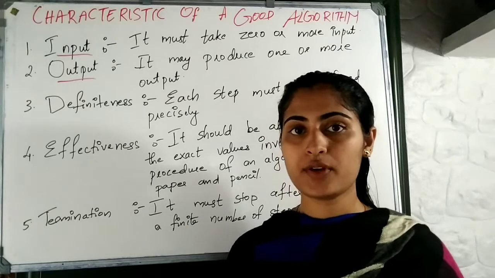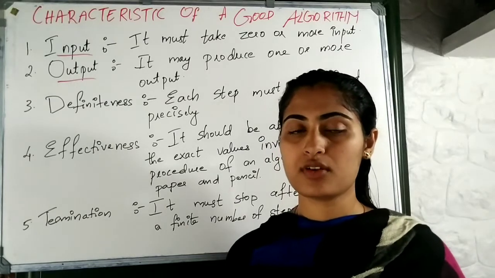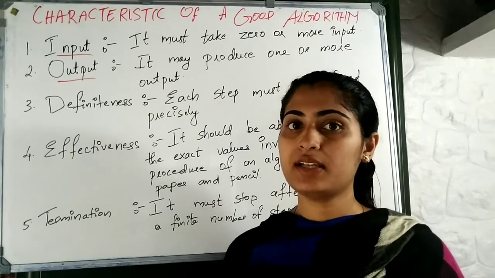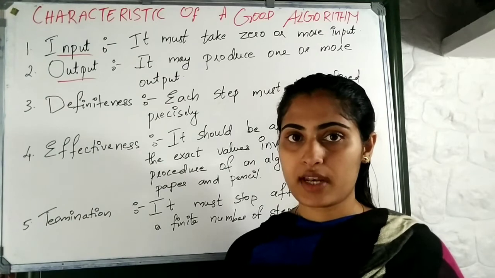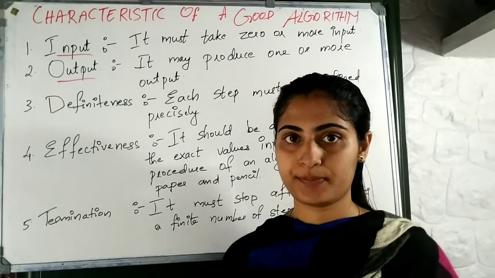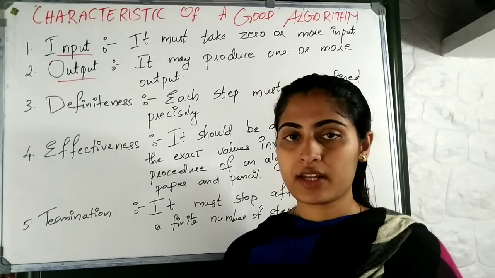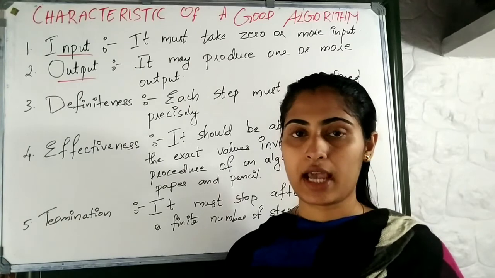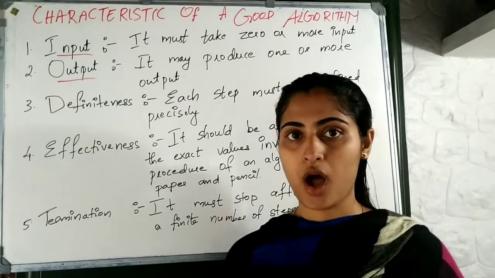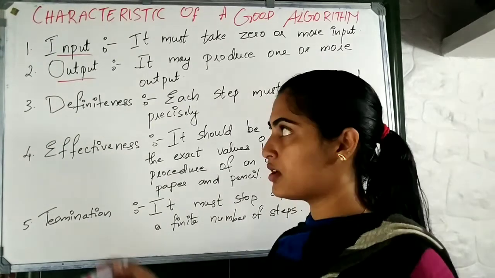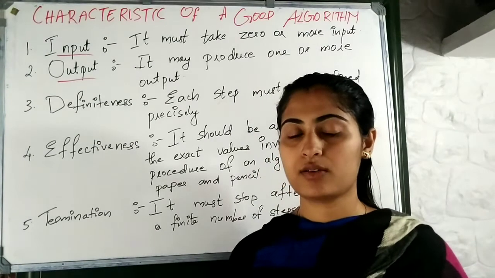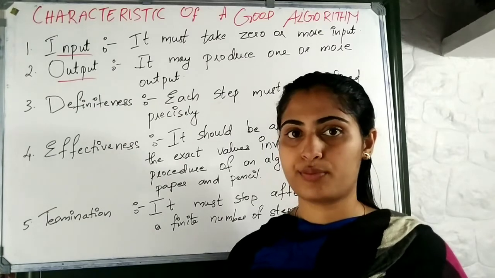We know that whenever we do work inside the computer, we users or programmers provide an input to the computer. That input gets processed and finally we get output. So whenever we write an algorithm, it should contain an input and also an output. It can be 1 or more inputs, and 1 or more outputs. Those are the first two characteristics, input and output.